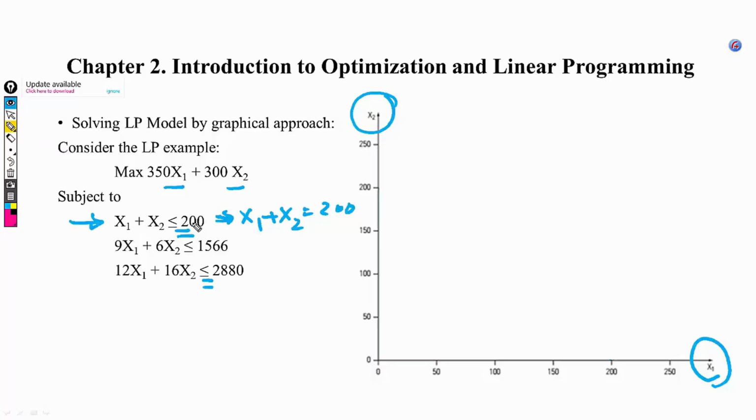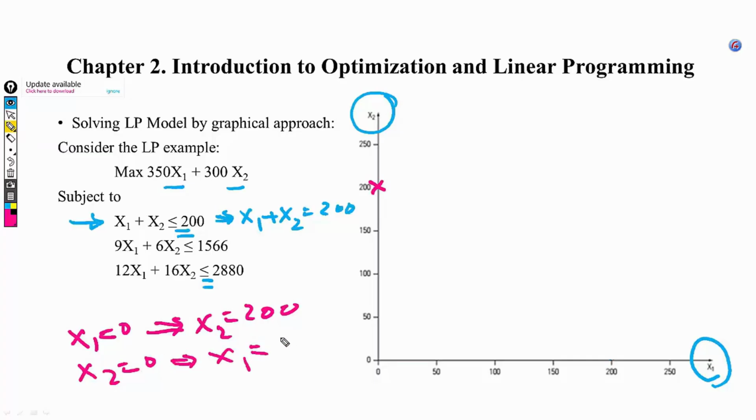To draw this constraint, we assume x1 is 0, and then it gives me x2 equal to 200. So this point on the graph. And the second one, I assume x2 is 0, and it gives me x1 equal to 200. That is this point. Because this constraint is a linear one, I can just connect these 2 points together.